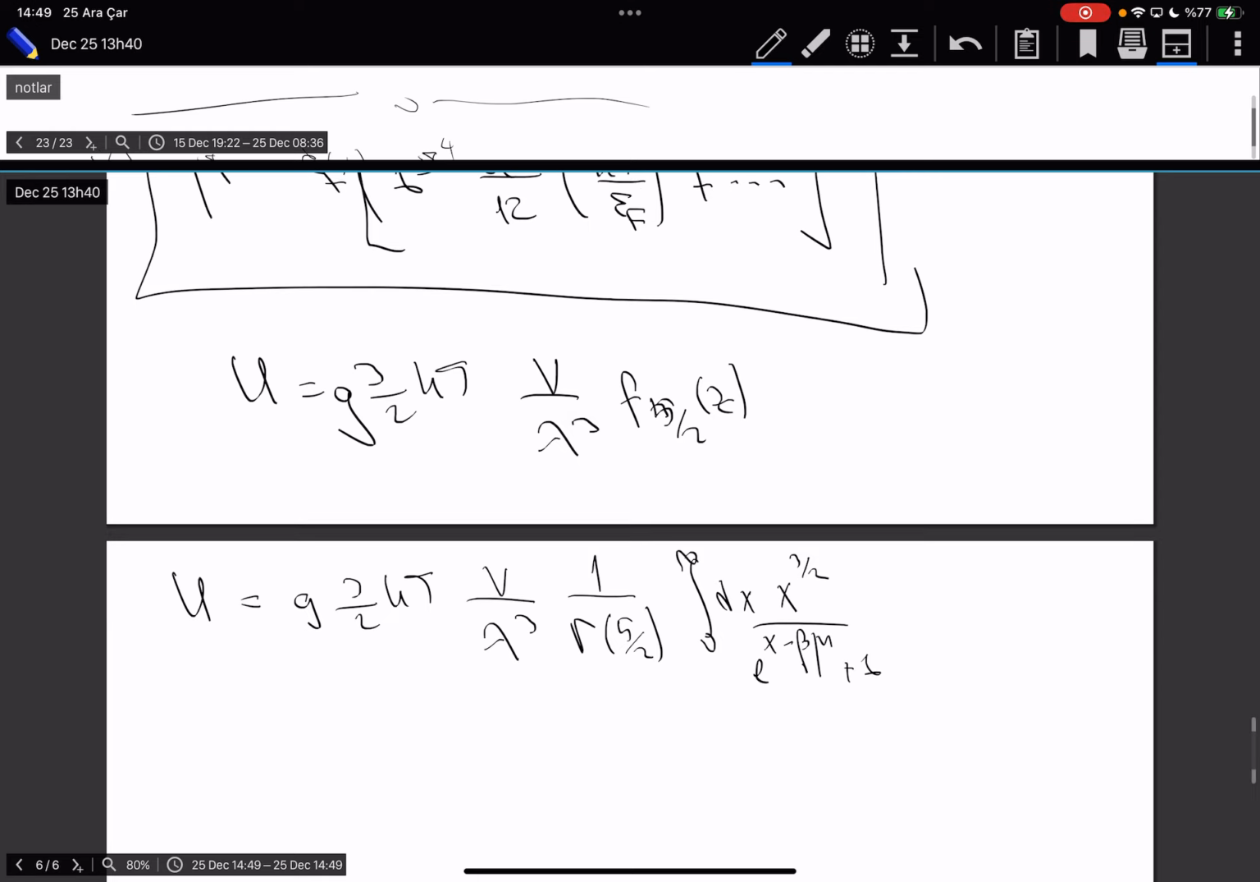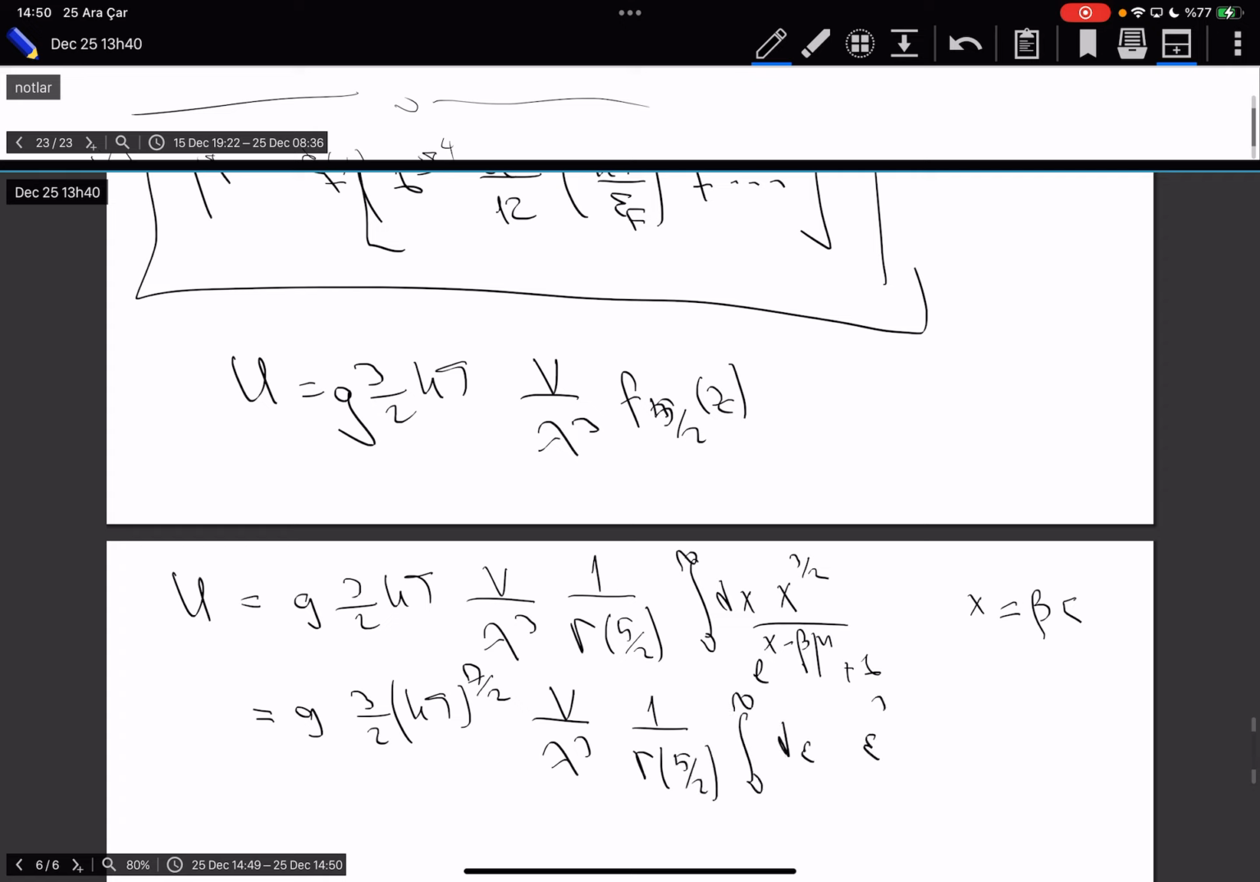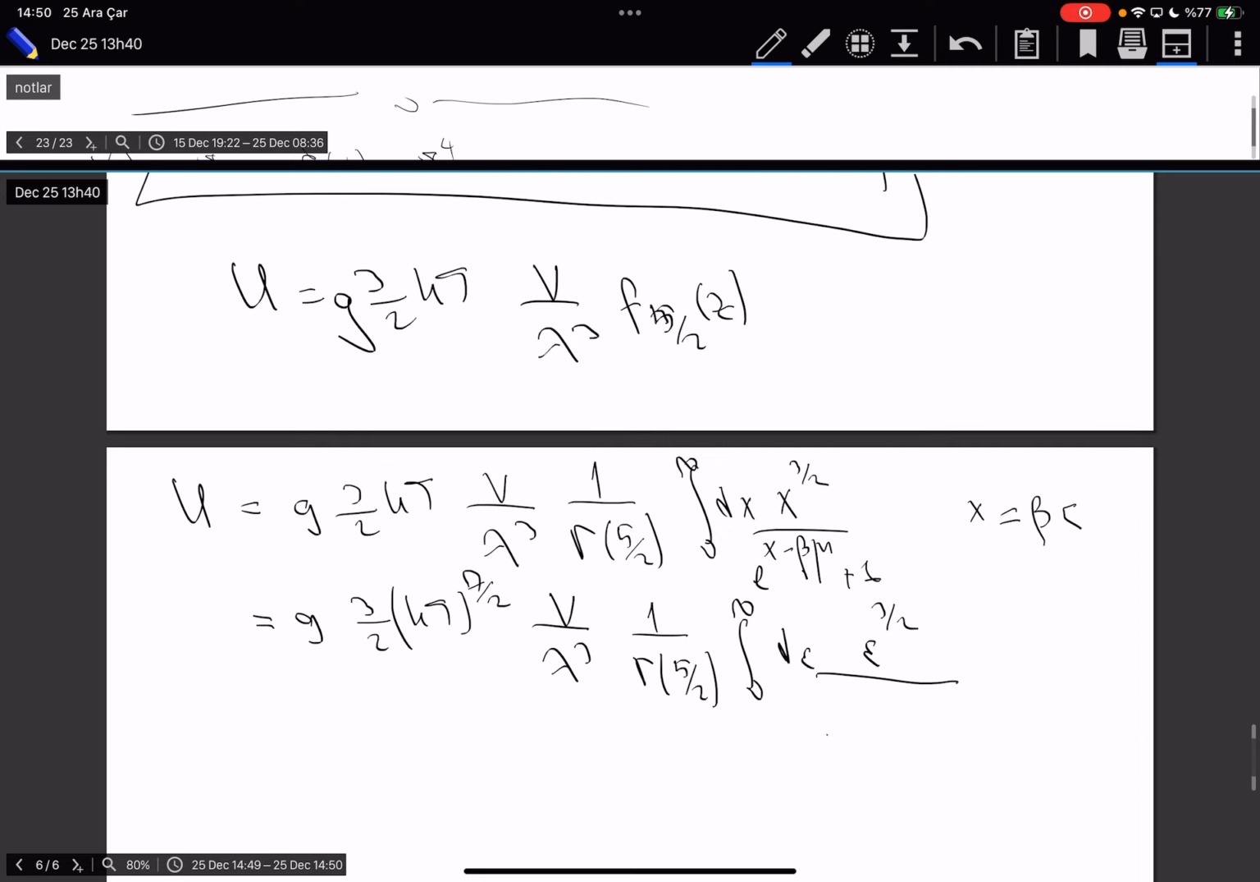And if we make the change of variable, x is equal to beta epsilon, and go back to the energy variable, this is 3 over 2 kT to the power 7 over 2, V over lambda cubed, 1 over gamma 5 over 2, integral from 0 to infinity, d epsilon epsilon to the 3 over 2, divided by e to the power beta (epsilon minus mu) plus 1. Now that integral I know. I have already evaluated it.